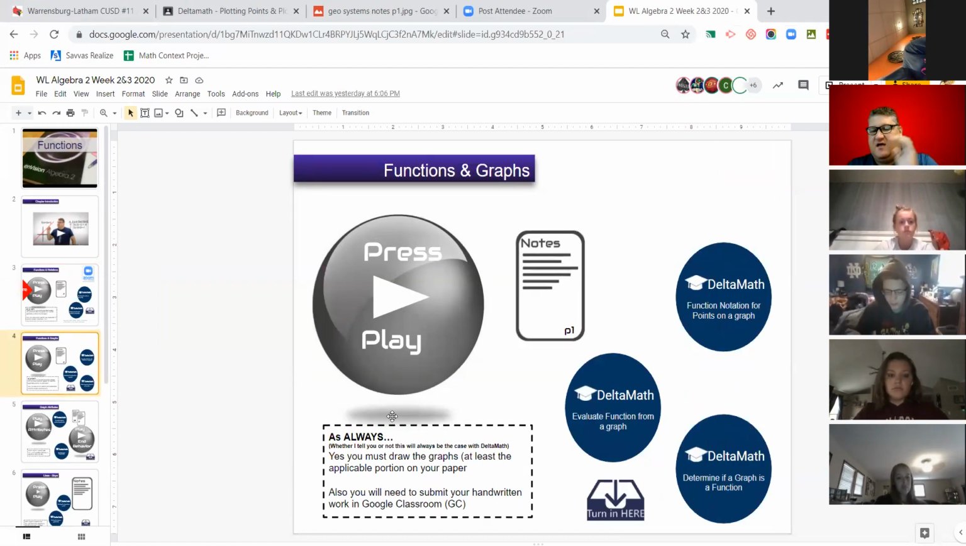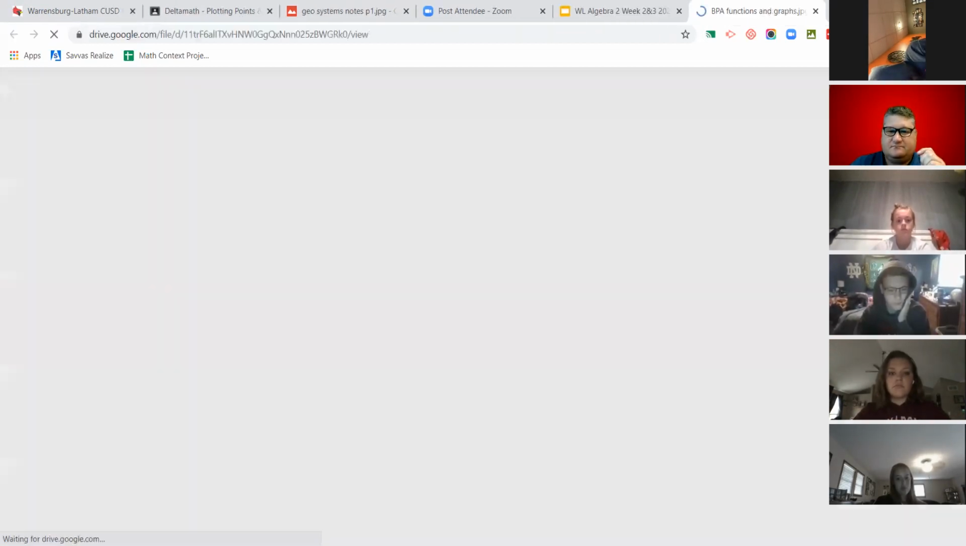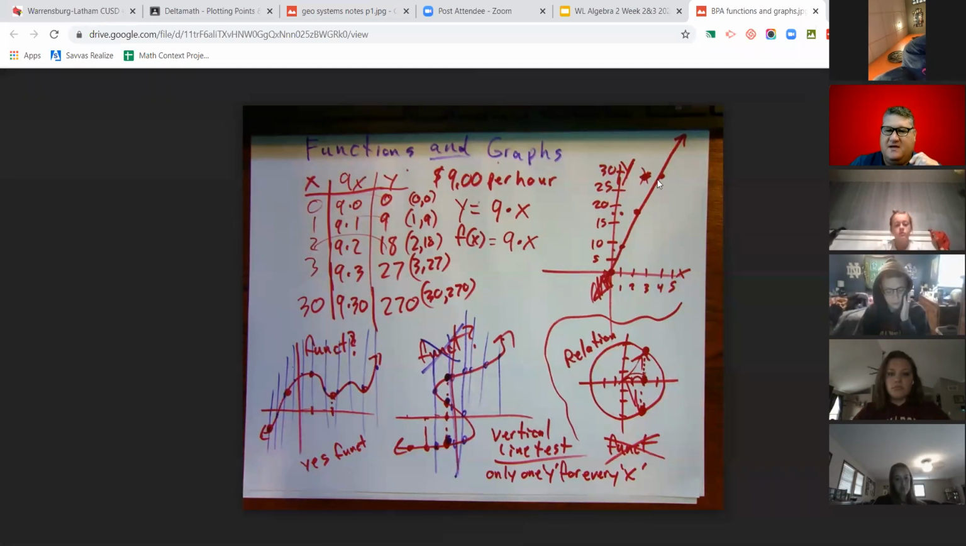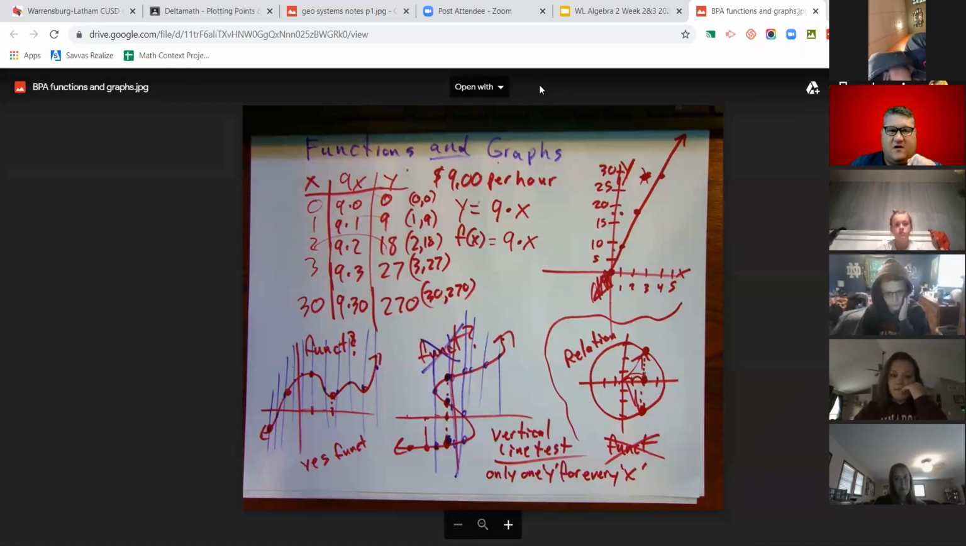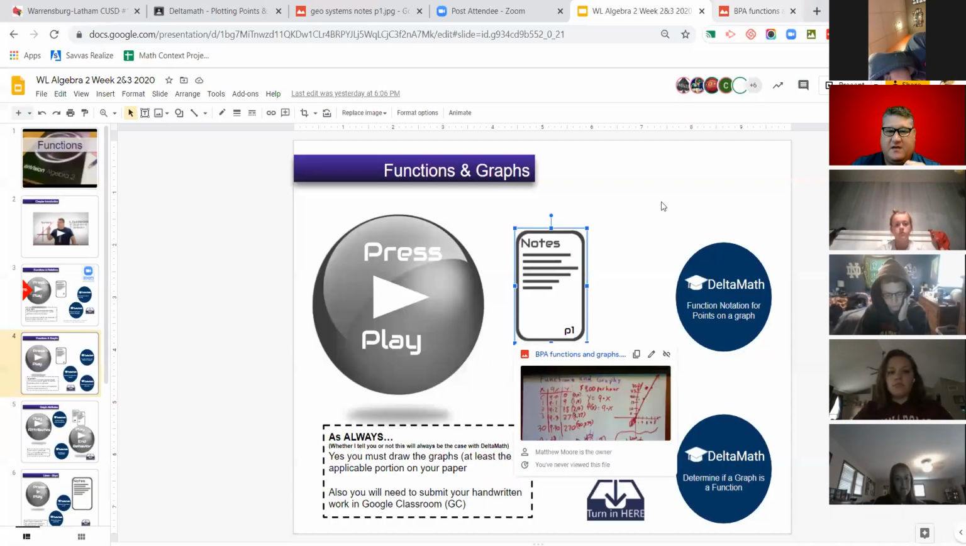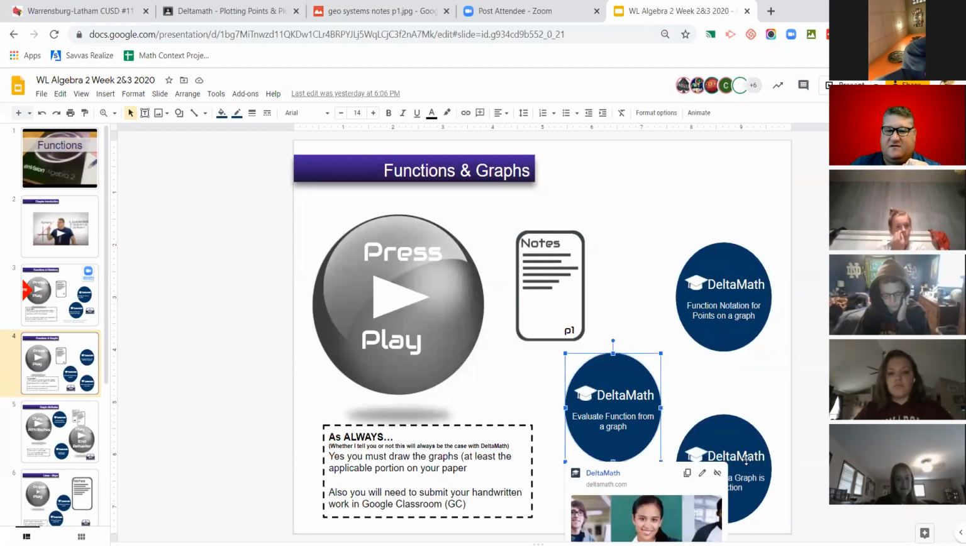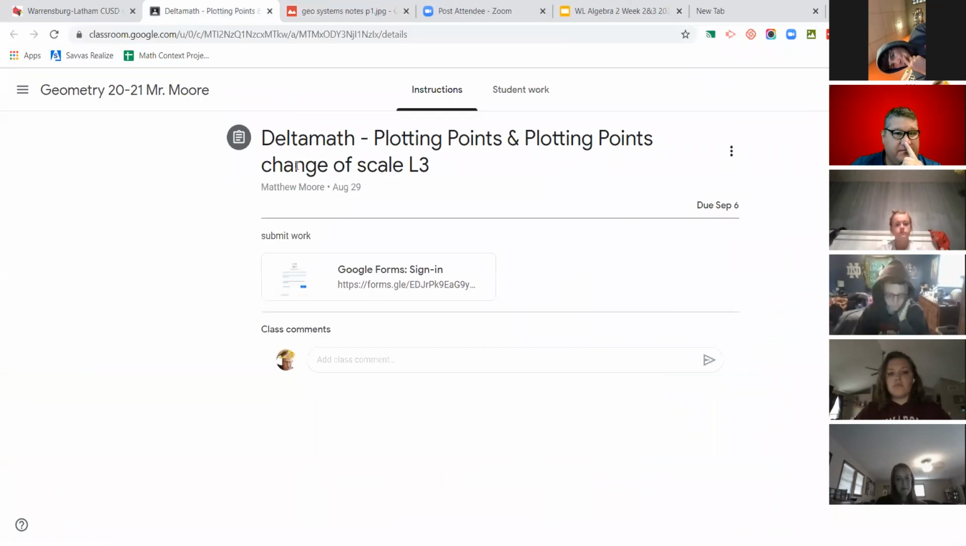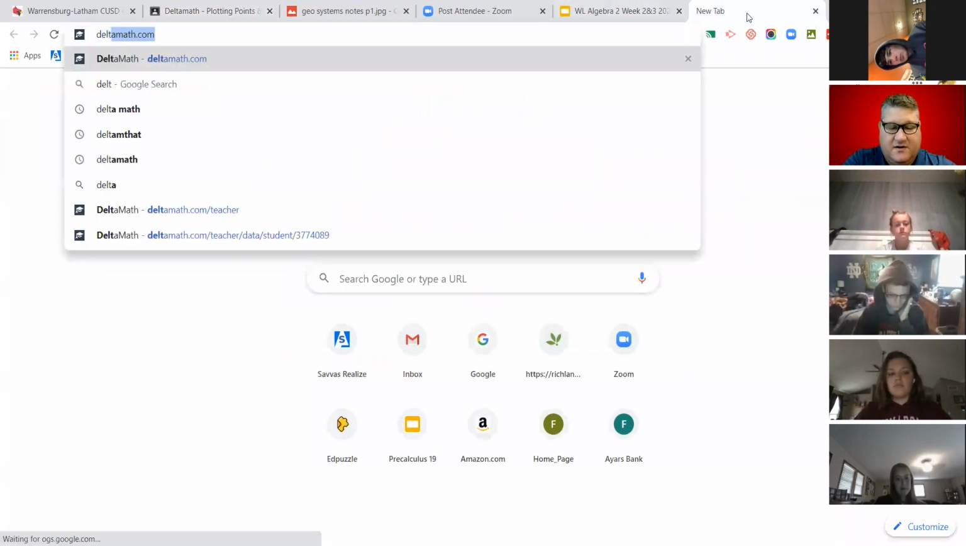All right, functions and graphs. Evaluate a function from a graph. So this is the case where we're looking at a graph and I say, hey, what is f of 4? F of 4, boom, it's going to be about 27. That's what you're going to be looking for on this homework: functions and graphs. Now, you have 3 Delta Maths to do, but they're not overly complicated. In fact, let's go to Delta Math right now and talk about it.